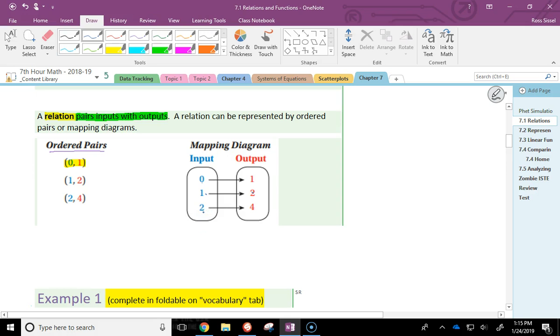I know for a fact today you are going to have to go from a mapping diagram and write out the coordinate points. And it's very simple. The input is your X, the output is your Y.